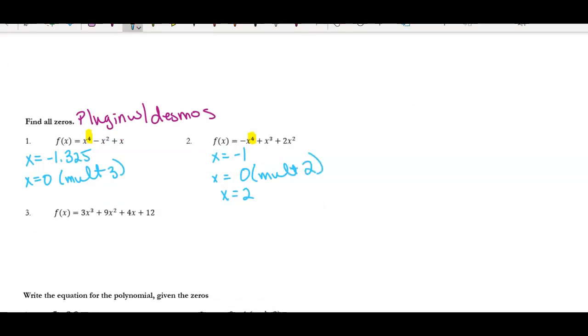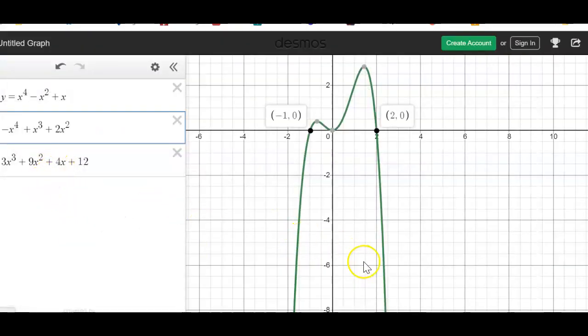Well, I have -1, I have 0, I have 0 again, and then I have 2. So that has 4 answers. So that's it. Okay, let's look at number 3. Turn off graph 2 and go to number 3.